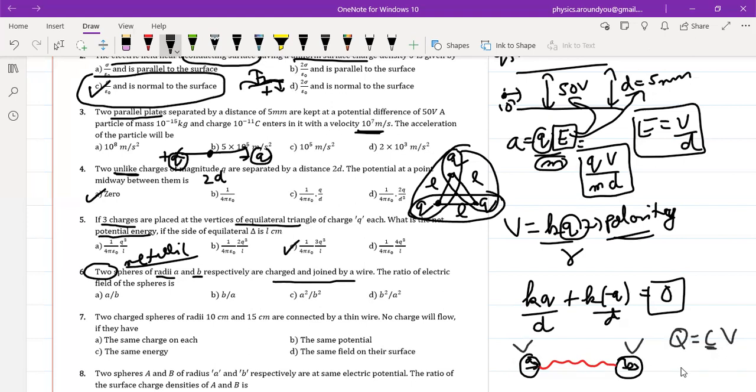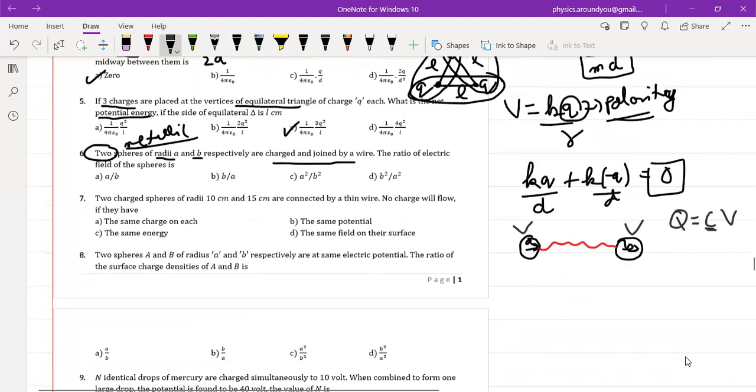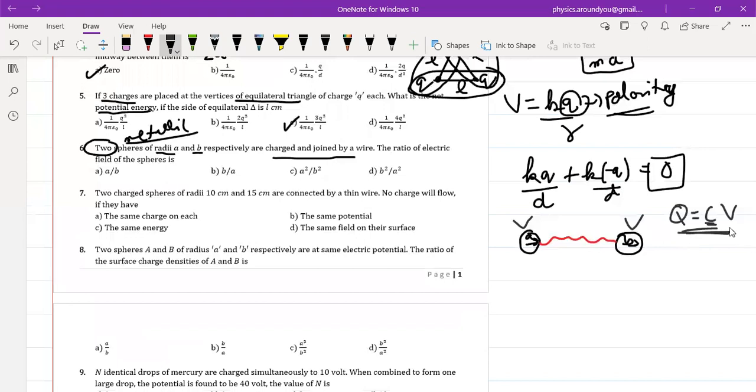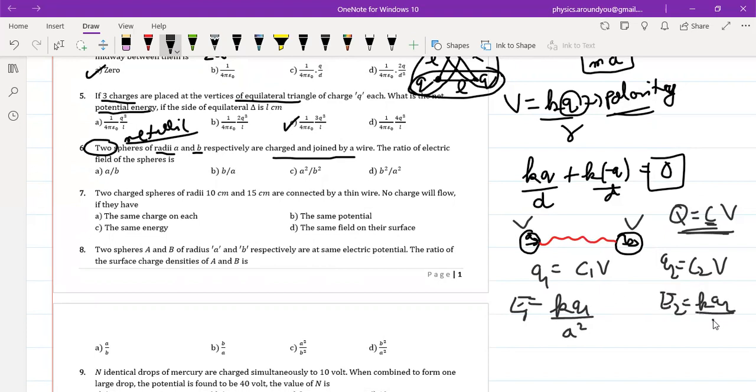And what would be the ratio of the electric fields now? So we go like this. Q equal to CV is what I would use. Now, what is the final charge on this sphere? It would be C1V, charge on the first sphere. Charge on the second sphere would be Q2, would be C2V. Both have same potential. What is electric field? Electric field is KQ1 by A square for the first. Electric field for the second is KQ2 by B square, because it is a sphere.